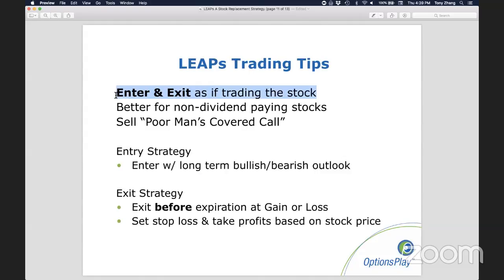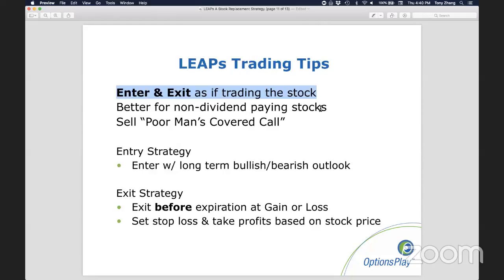So when you're trading a stock, you want the stock to go higher. You should have some target prices as to where you think the stock's going to go. You should also have some stop losses on the stock if the stock goes lower. So you should maintain those target prices and stop loss prices on the stock and enter your leaps as if you were trading the stock. That's first and foremost. When we're trading these leap options, you should really think of them as very similar to trading the stock. So enter and exit as if you were trading the stock.